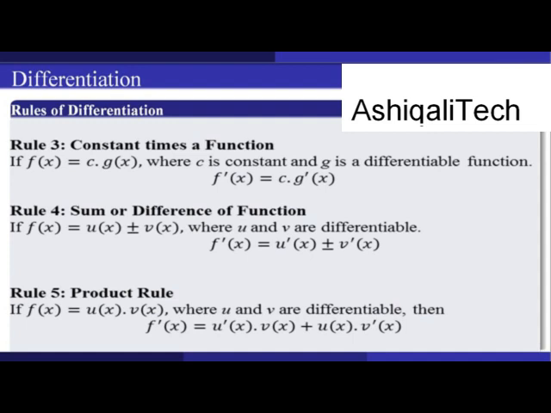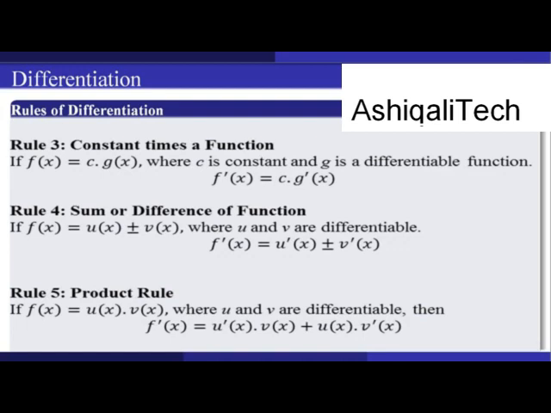Next rule, sum or difference of functions. If f of x is equal to u of x plus or minus v of x, where u and v are differentiable functions, then f prime of x is equal to u prime of x plus or minus v prime of x.